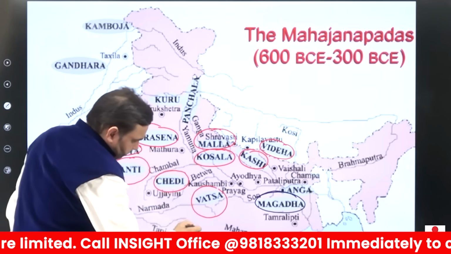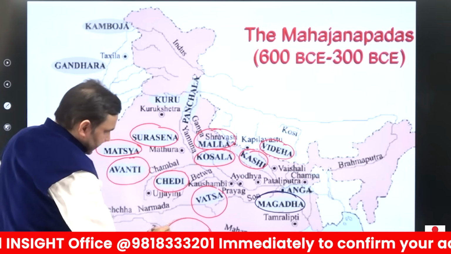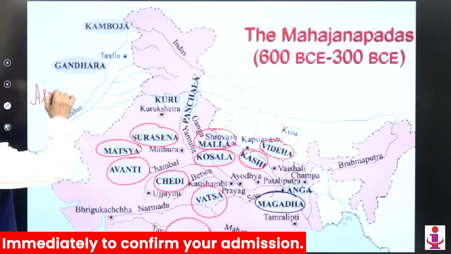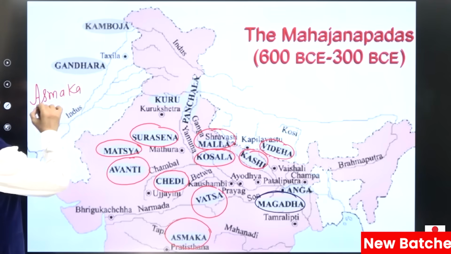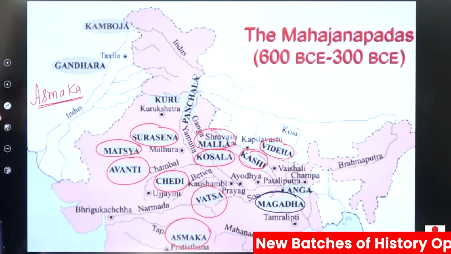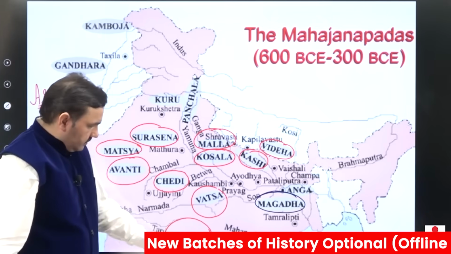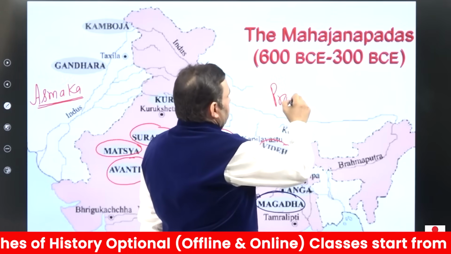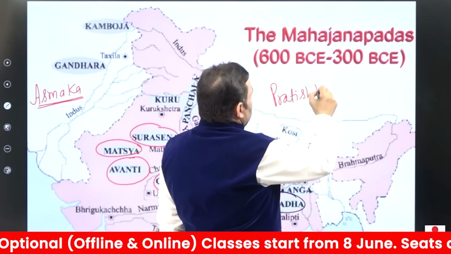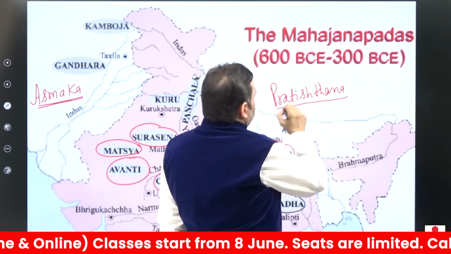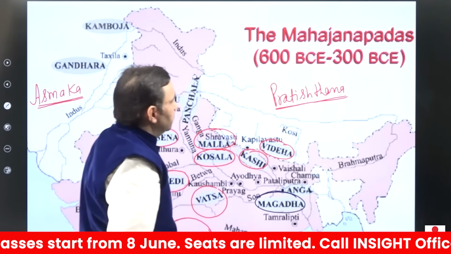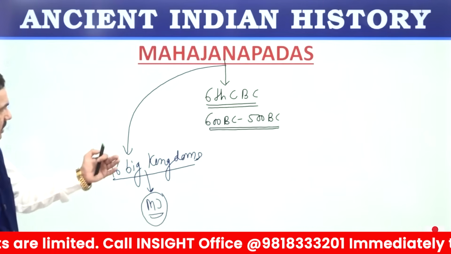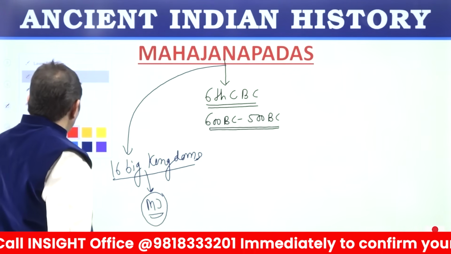One important point you need to remember here: Ashmaka was the only Mahajanapada located in the south of Vindhyas. Its capital was Pratisthana. It was located in the valley of river Godavari. So this was unique, and this becomes very important for your exam. Pratisthana was the capital of Ashmaka.